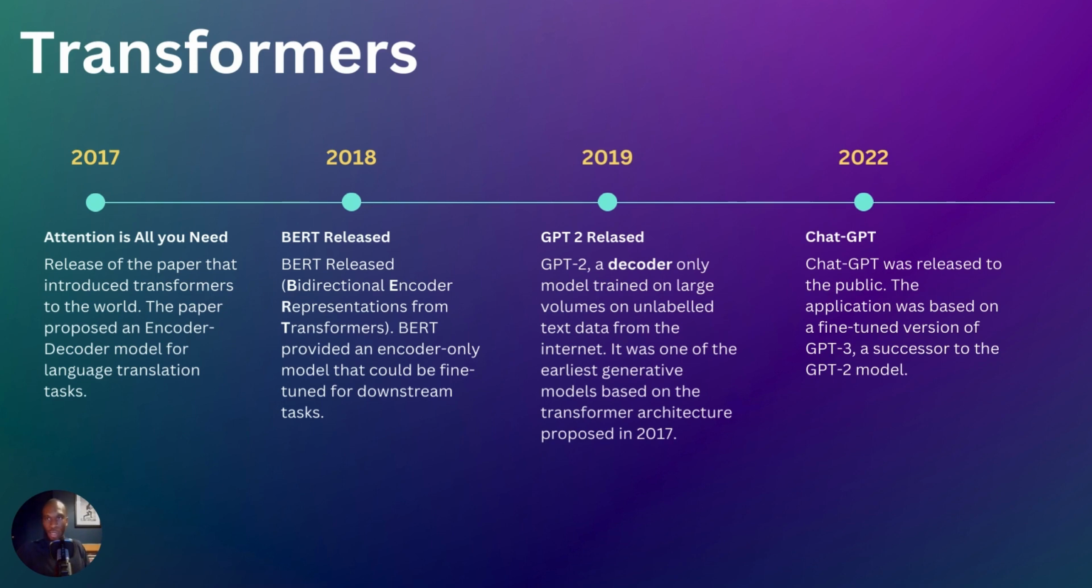So essentially, ChatGPT was powered behind the scenes by GPT-3, which is GPT-2 on steroids. It's again a decoder only model trained on large volumes of text. The additional thing here was that ChatGPT was a fine-tuned version of GPT-3 that was tuned specifically on conversational instructions so that you could use it in a chat model as we are so familiar with today.